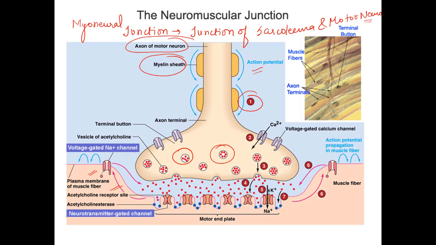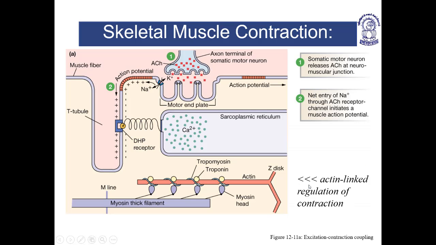The T tubules are invaginations of sarcolemma at the A band and I band junction in skeletal muscles. Now the skeletal muscle contraction: the axon terminal of the somatic motor neuron releases the neurotransmitter. The somatic motor neuron releases acetylcholine at the neuromuscular junction.